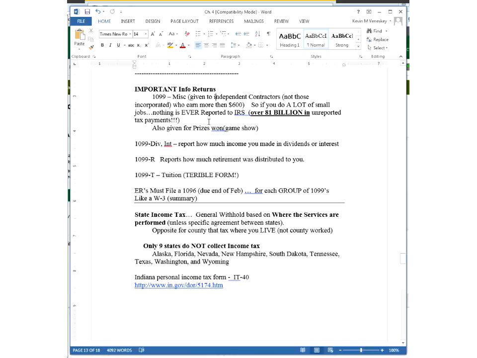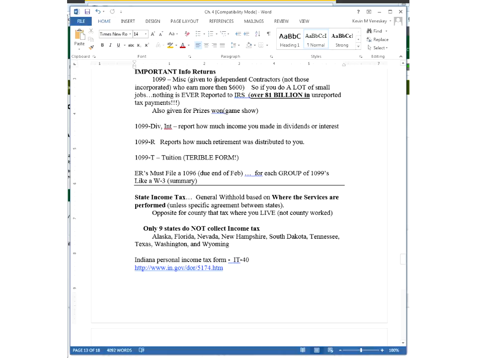So if you do a lot of small jobs, nothing really would ever be reported to the IRS, especially if you did a lot of jobs for individuals, because individuals do not have to send out a 1099 miscellaneous. Only companies have that responsibility. So it doesn't matter if you did even a big job for an individual and they paid you $4,000, they don't have to send you a 1099 miscellaneous, so it's on you to report that income.